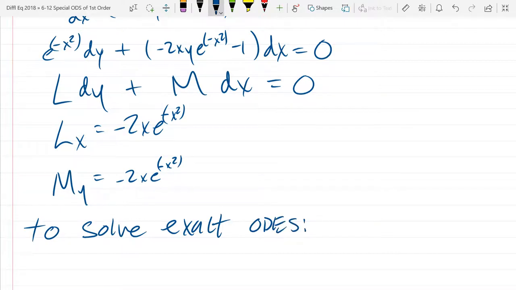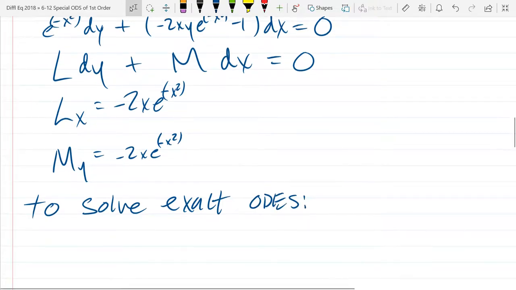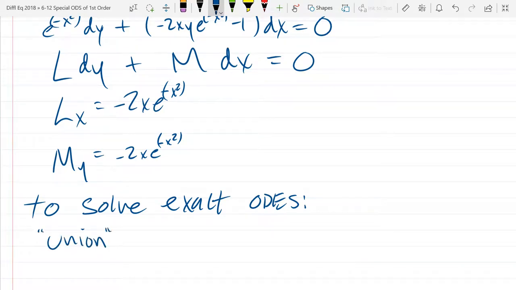This should already be on your cheat sheet, but to solve exact ODEs, you're going to union the integral of L dy and the integral of M dx. Hopefully you remember that. I'm pretty sure we did that at least once last class, and last week we probably did it five times or so.